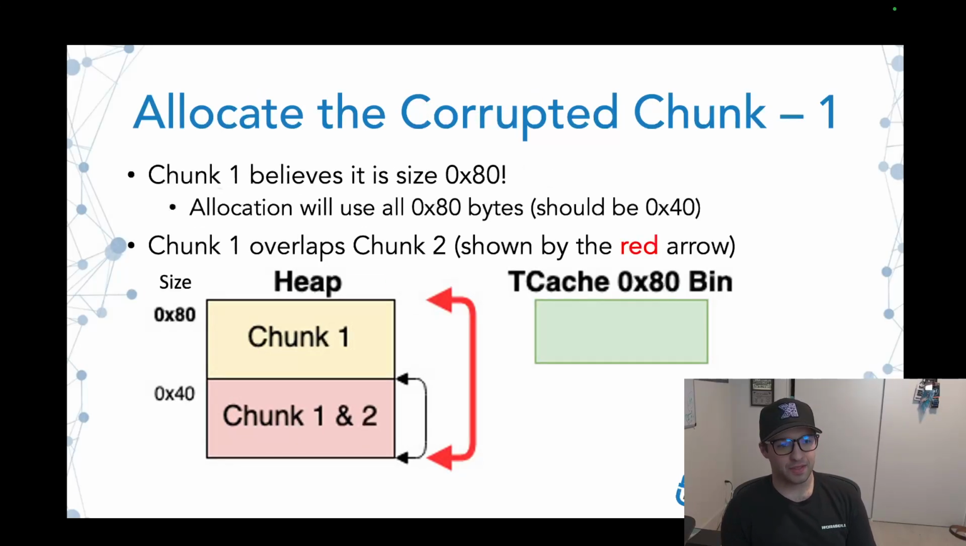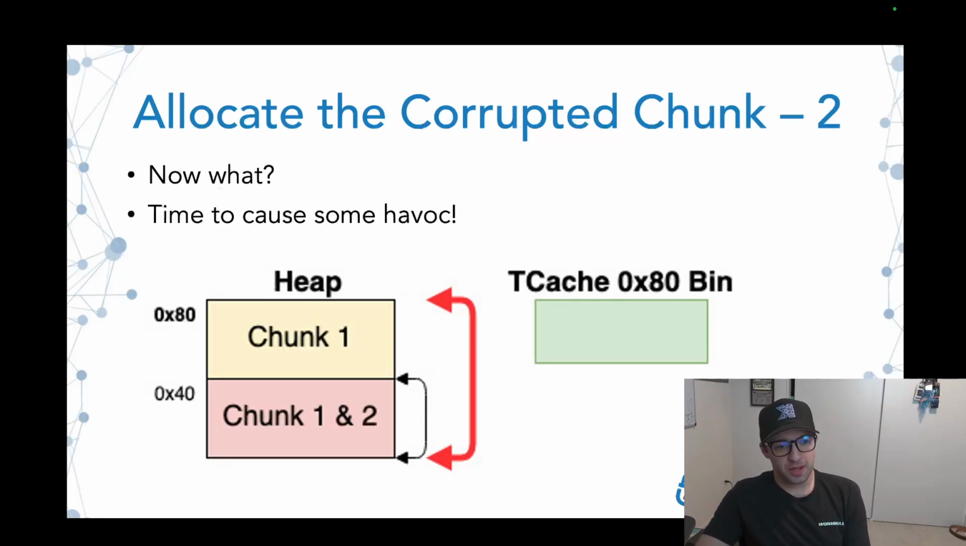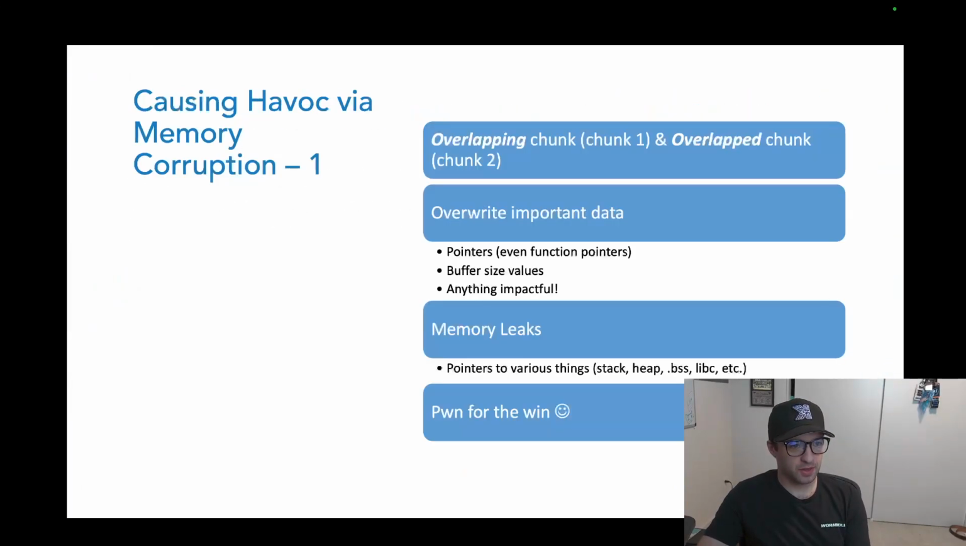So now if we allocate that chunk, after it's been in that bin, it will be on the request of a hex 80 chunk. So now the developer and the program think that it is hex 80 in size. And when we do a write to that chunk, we actually can corrupt the information within chunk 1, which is pretty awesome. So at this point, we can cause havoc and write to lots of different things.